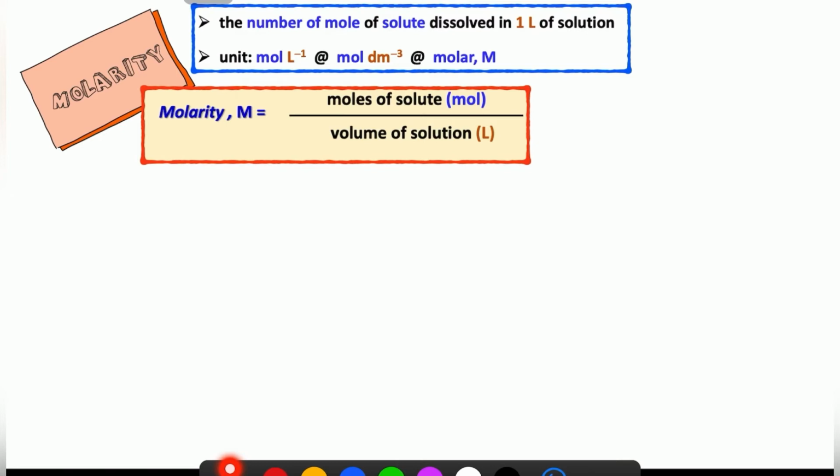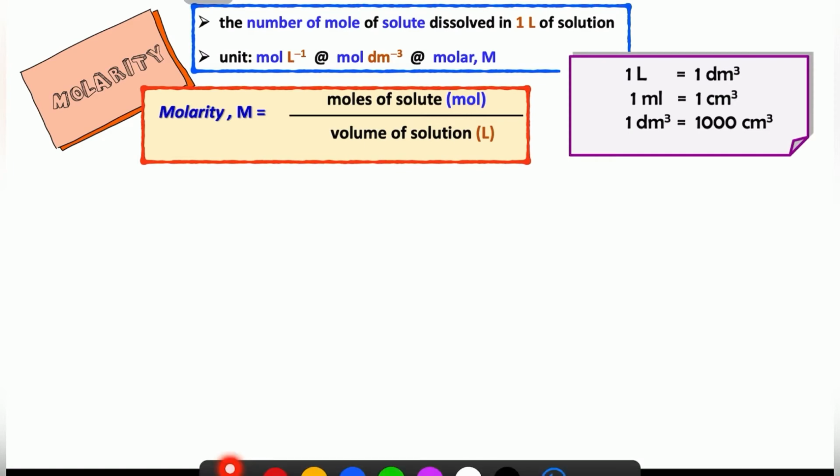Then this is the formula of molarity: moles of the solute, where the unit for the solute is the mole, divided by volume of the solution, which must be in liters. This is a unit conversion you should know: 1 liter equals 1 dm cube, 1 milliliter equals 1 cm cube, and 1 dm cube equals 1000 cm cube.